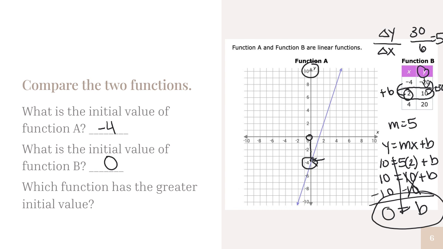So now which one is bigger, -4 or 0? Function A or function B? Function B is going to have a greater initial value because 0 is bigger than -4.